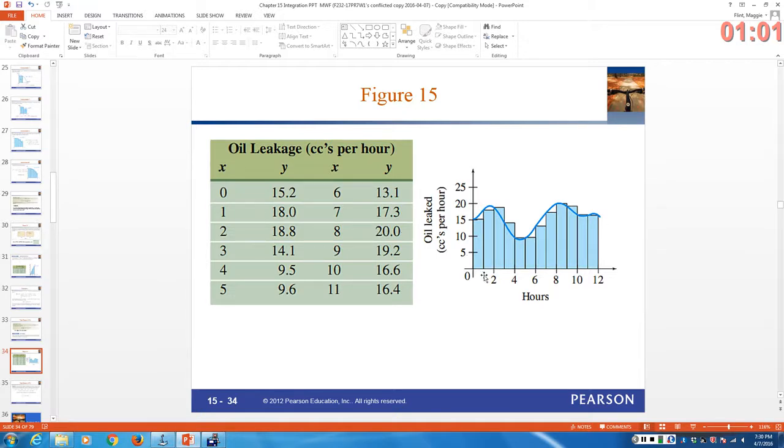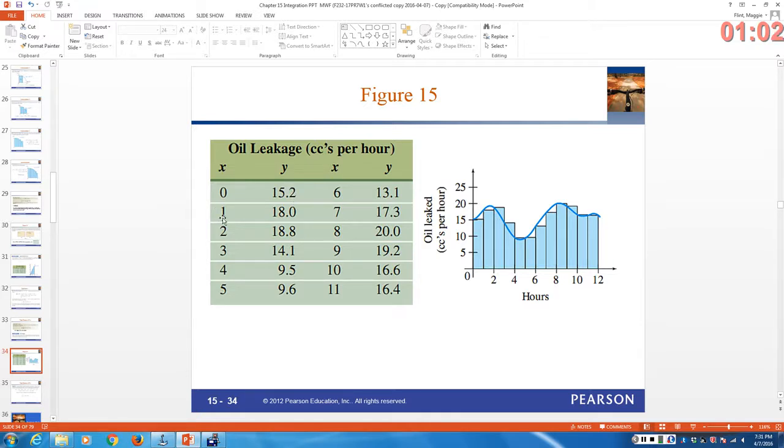What we've done is we've divided that 12-hour period up into 12 rectangles. Now, we don't have the formula for this function, so we're not actually doing a calculus integration at this point. We're actually just doing something geometric. So these 12 rectangles, according to what's in this chart, at the beginning of the first hour, we're using left rectangles here. At the beginning of the first hour, the leakage was 15.2.